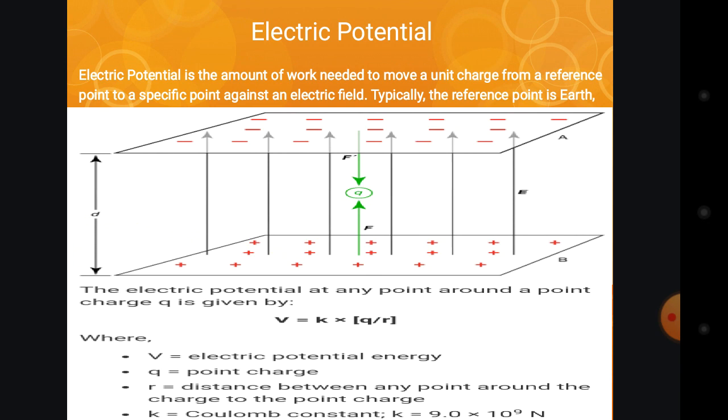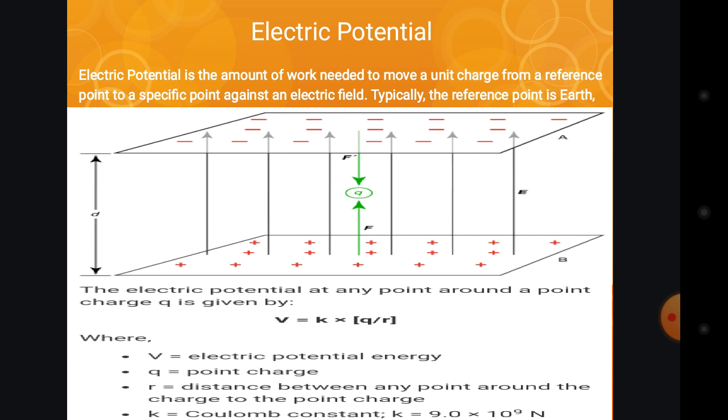So here we are going to talk about the electric potential. When we say potential, let us recall what we mean by potential energy before we even go to electric potential. When we say potential energy, we are talking about the energy stored in an object, the energy that the object has inside it. That is potential energy: the energy stored inside that object or particle.